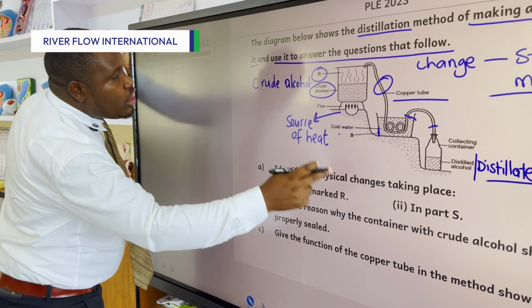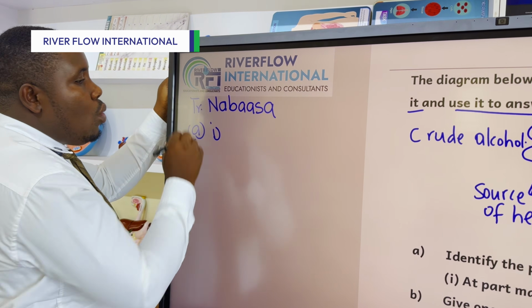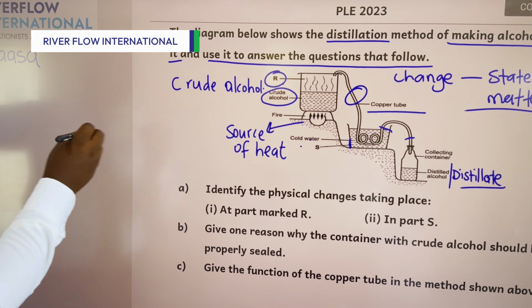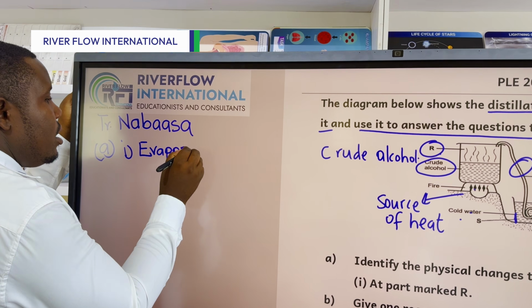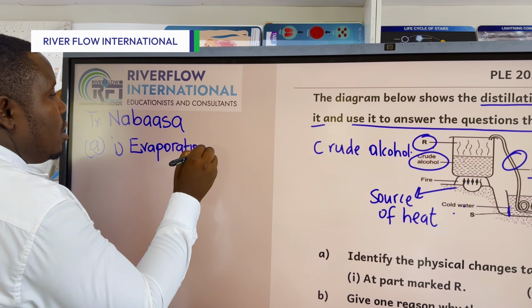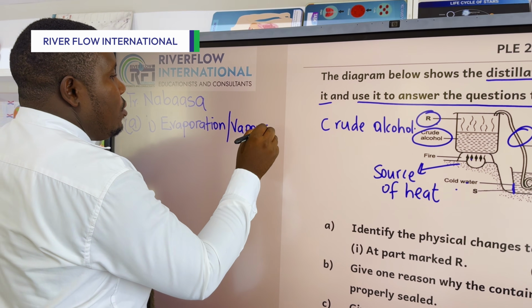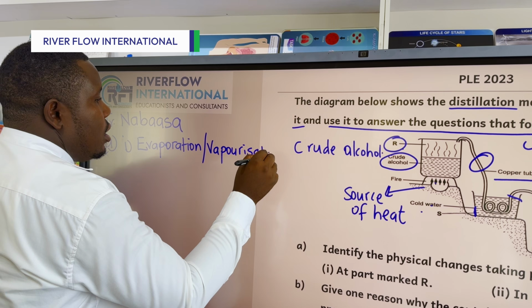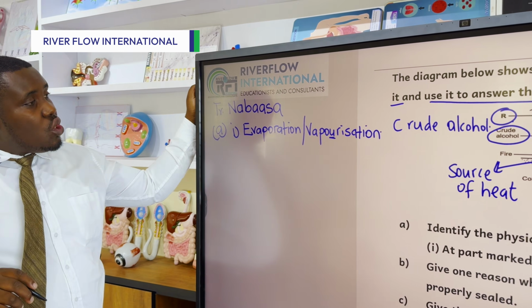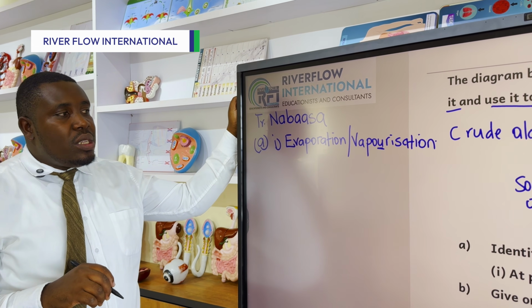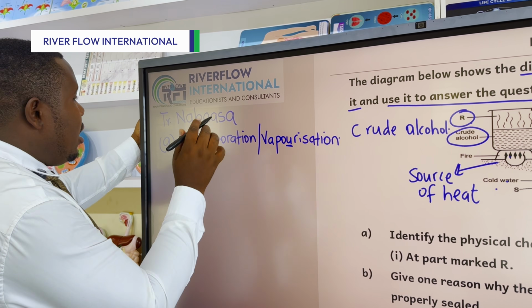Now, what is the physical change? So we are on part A, Roman numeral 1. Physical change taking place at R, there is evaporation. Others can say vaporization. Many people always leave out the U, but me, I prefer vaporization with its U. So you can also say in the comment section whether it is the one with O only or the one with OU. Now, this is part A, Roman numeral 1.